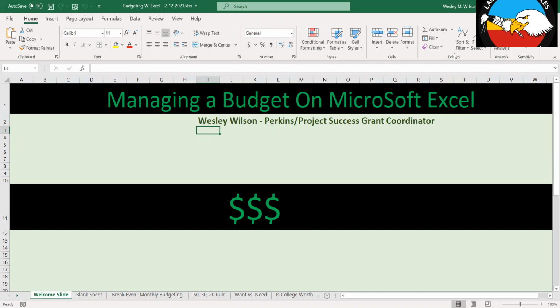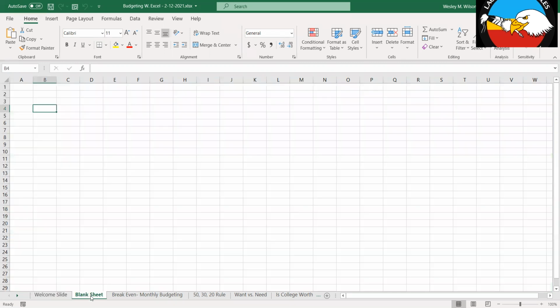Today I'm going to talk to you about managing a budget on Microsoft Excel. I don't know how familiar everyone is with Excel. It is a Microsoft program used to analyze data. There are a whole bunch of different kinds of formulas that you can punch in. It's especially useful for managing budgets. It's something that I've used several times on a personal basis, but also on a professional basis.